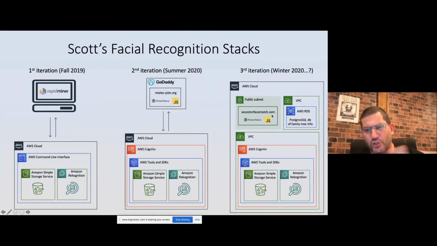But my short-term goal is that I have a new domain called Ancestor Face Match, and I'm hoping to migrate it there. I would continue to build this, but I've had a lot of queries from people saying, can we do this for my town? Can we do this for my shtetl? And of course, the answer is yes, but it's just little old Scott sitting in Vermont. So little by little, we will get there.